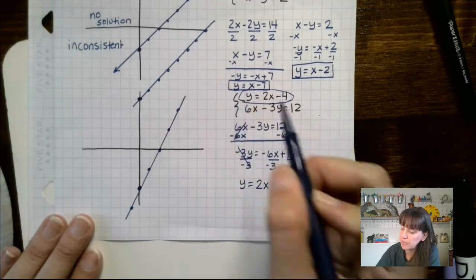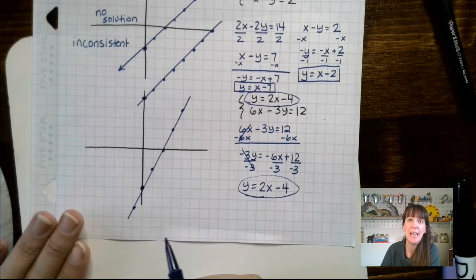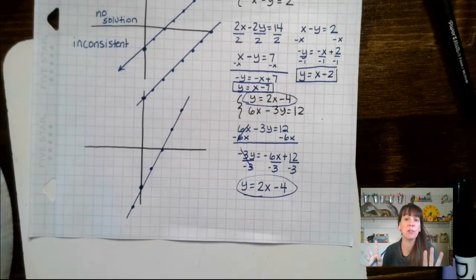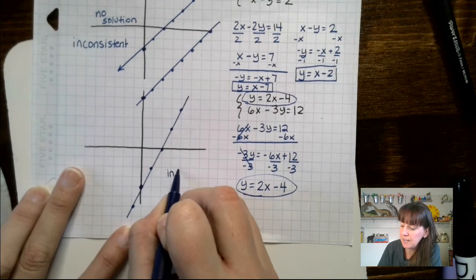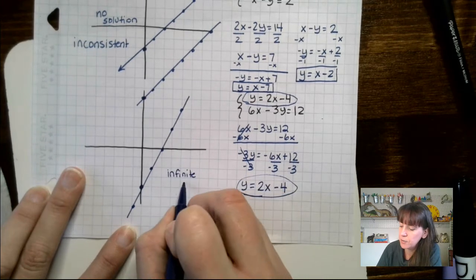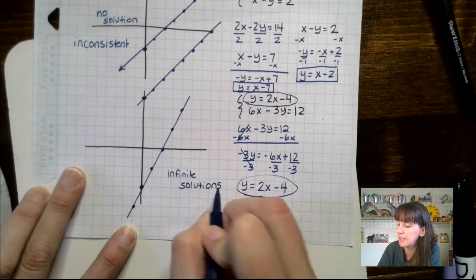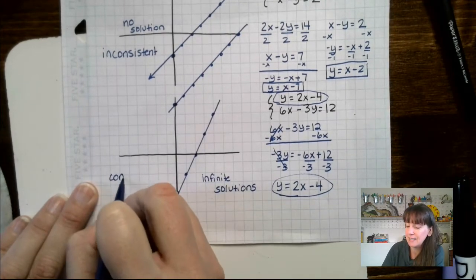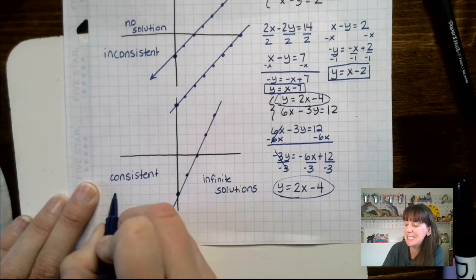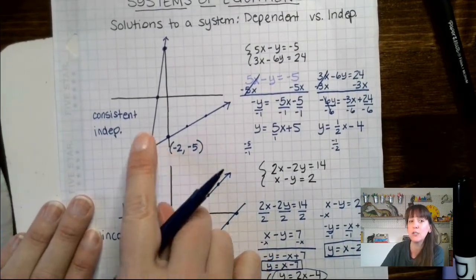All right, well, you see if I go to graph this guy, it is the exact same line as that first one that I graphed, right? So if I go to graph it, it's going to be right on top of the other line. That means that there are an infinite number of solutions because those lines cross at an infinite number of places. So this is infinite solutions, an infinite number of solutions, many solutions. Now, when we have infinite solutions, this one is consistent, but it is dependent, as opposed to our one solution, which is consistent and independent.